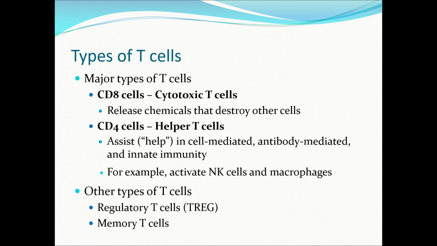The major types of T cells include CD8 cells and CD4 cells. CD8 cells are cytotoxic T cells, and they release the chemicals that destroy other cells through apoptosis. CD4 cells are helper T cells. They assist or help in cell-mediated, antibody-mediated, and innate immunity. For example, they activate natural killer cells and macrophages. There are other types of T cells, including regulatory T cells and memory T cells.